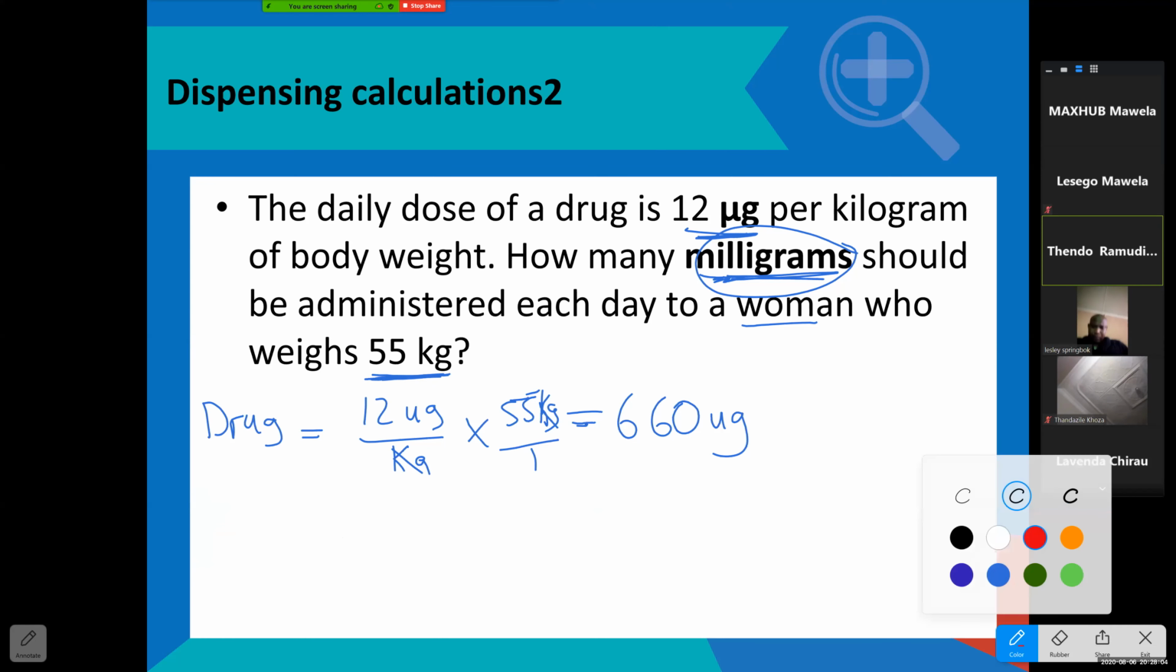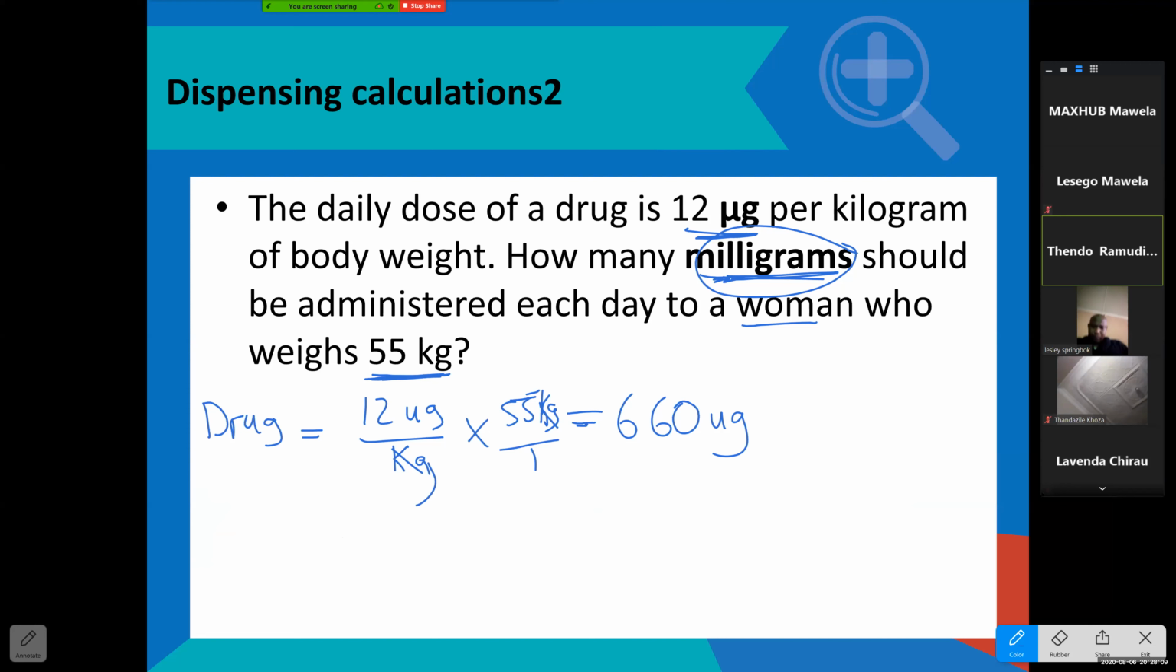Let me change the color again to blue. What we have done successfully is that we have determined the correct dose for this lady. So it's 12 micrograms per kilogram. She weighs 55 kilograms. Her dose is 660 micrograms. But now we are not going to be able to give it this way because we must give an answer in milligrams. So what is the relationship between a milligram and a microgram?